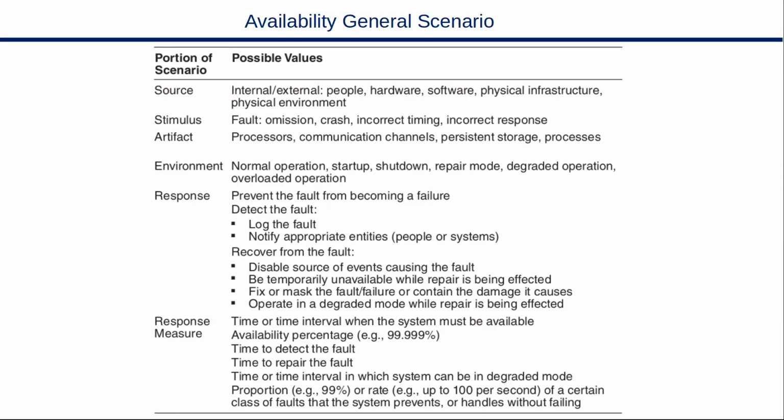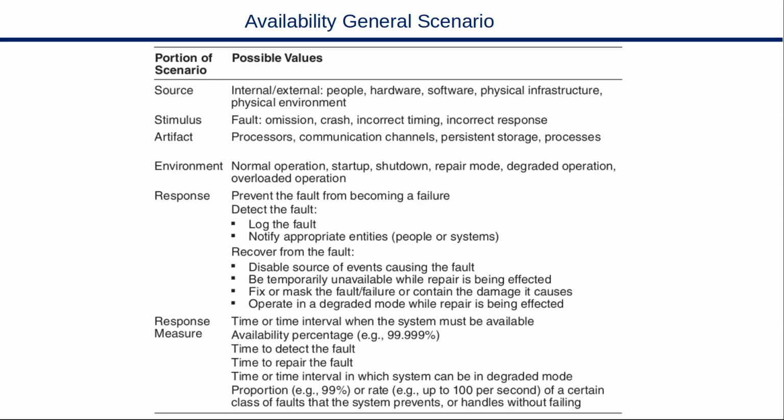Availability general scenario. Here is the general scenario for availability. As a schema, as a plan, we have the following parts: the source, stimulus, artifact, environment, response, and response measure.